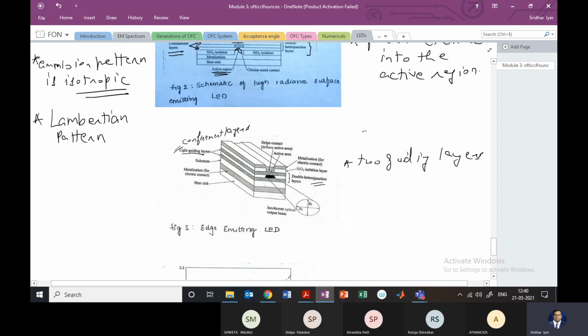So these guiding layers or confinement layers have a refractive index which is usually lesser than that of the active region, but it will be higher than the surrounding region, right? So the confinement layer refractive index will be between that of the active layer and the surrounding layer, and this structure forms a waveguide channel, right? It will guide the light, it will act as a channel, and it will direct the radiation, the optical radiation or light, towards the fiber core.